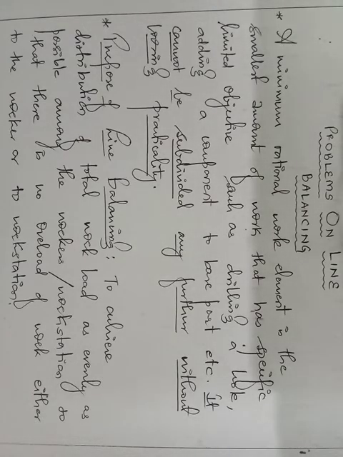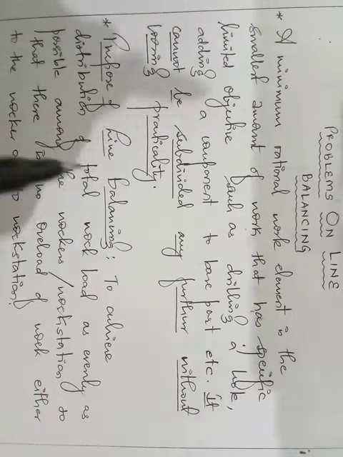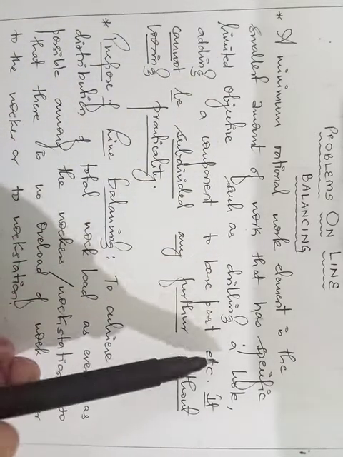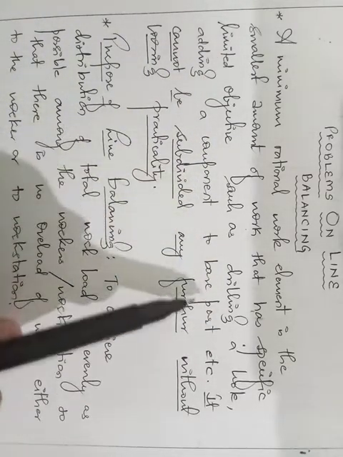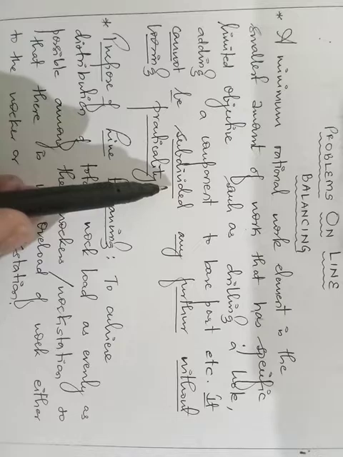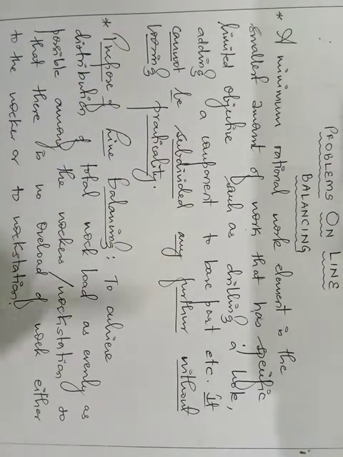Right, so a minimum rational work element, or you can just call it a work element, is the smallest amount of work that has a specific limited objective, such as drilling a hole, adding a component to a base part, etc. It's the smallest amount of work that can be done and which has a limited objective, that we call a rational work element or a minimum rational work element. When I say minimum rational work element, it simply means that this cannot be further subdivided, right, into any smaller entity.